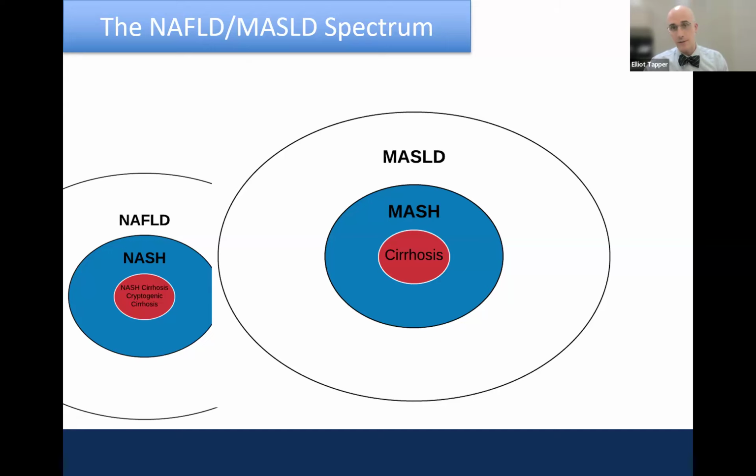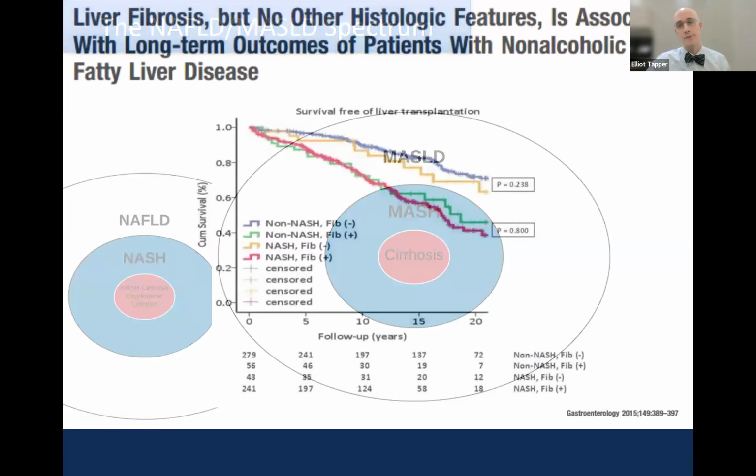At least 60 million Americans have this, many of them obese or with diabetes. And within that giant circle, there are some people for whom that fat has caught on fire. Steatohepatitis, those are people that we call MASH. And it is the people with MASH that can progress to cirrhosis.